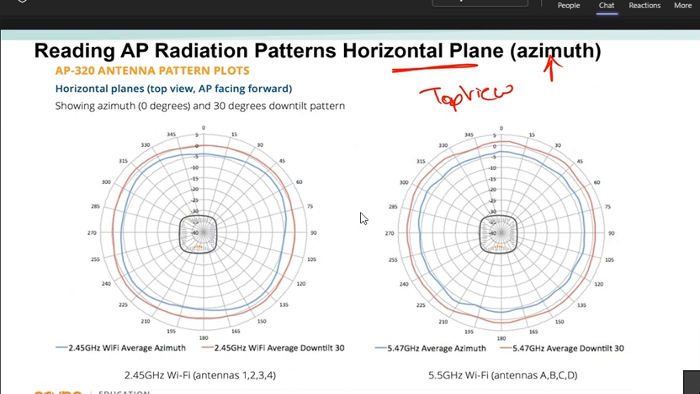One question you will get is a reading of an AP radiation pattern. Looking at an AP radiation pattern, they will not give you a diagram. They'll just ask you a question: what is another name for a horizontal plane? It is also called azimuth. It is also called top view.